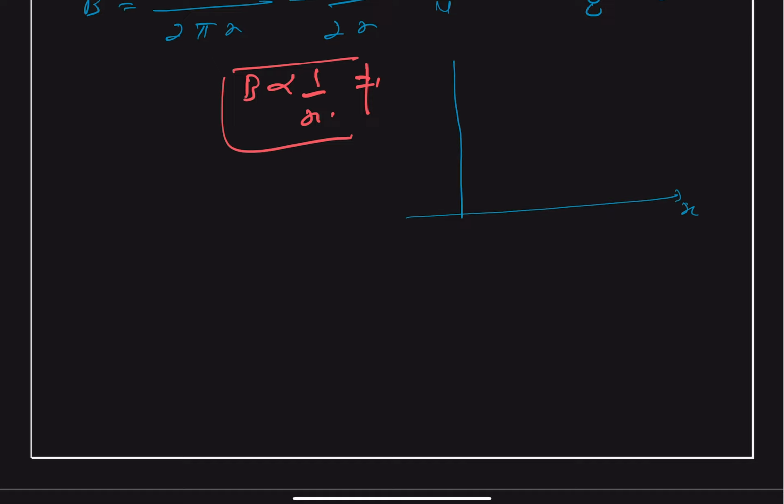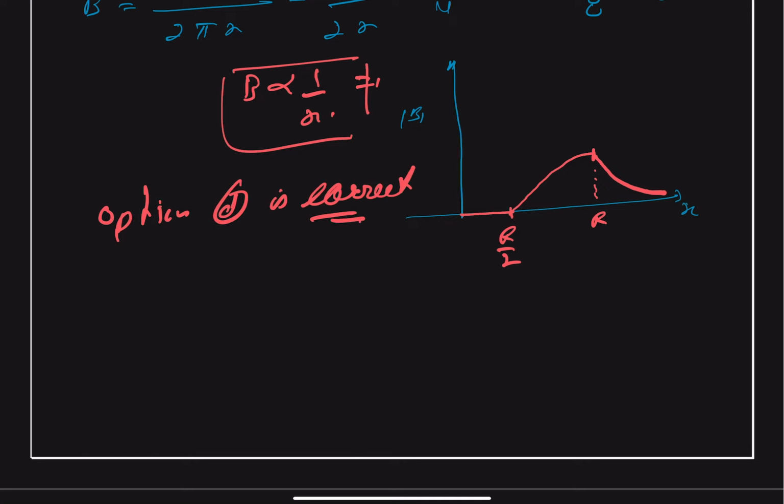This is x, and we have magnetic field, and initially it is 0 up till r by 2. Then it makes a curved increase to a maximum value, and that maximum value is at r, and then it is something like a decrease. So option D is the correct one. Option D is correct.